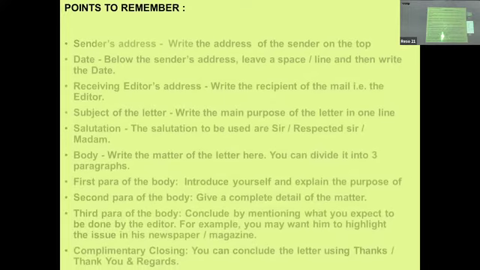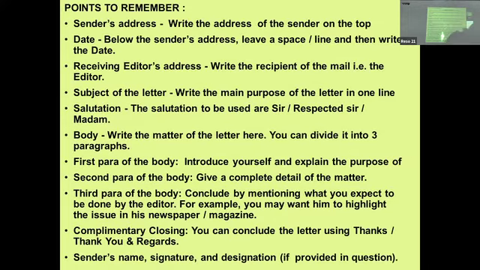The points to keep in mind. Yes, you can see this. Only one or two slides, then we'll stop. The points to remember. How a letter is to be written. The sender's address always on the top and the left-hand corner. Below it, you will write the date. Date complete. No number dates, no abbreviated months, complete date.